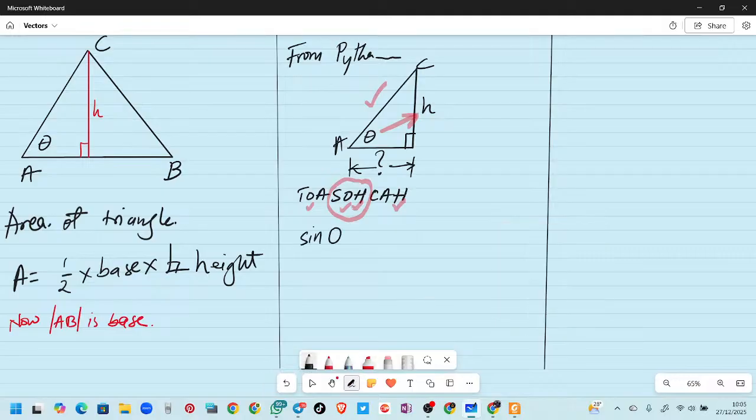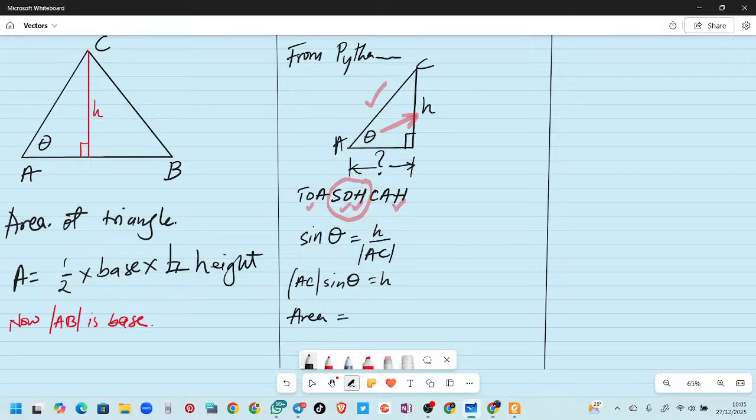Sine theta becomes opposite over hypotenuse, which eventually becomes what? The height over AC. Are we okay? Now, because we introduce this red line as our perpendicular height, if we are going to substitute it into the formula as given, we have to make H the subject. So AC sine theta becomes H.